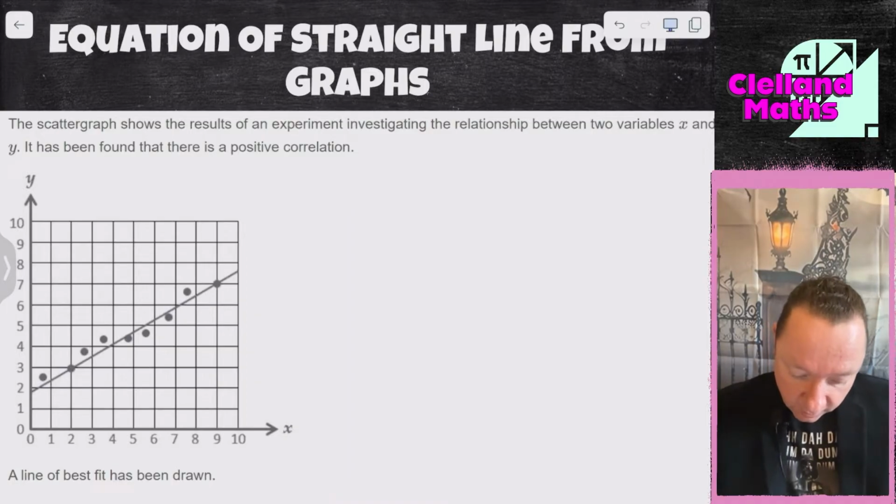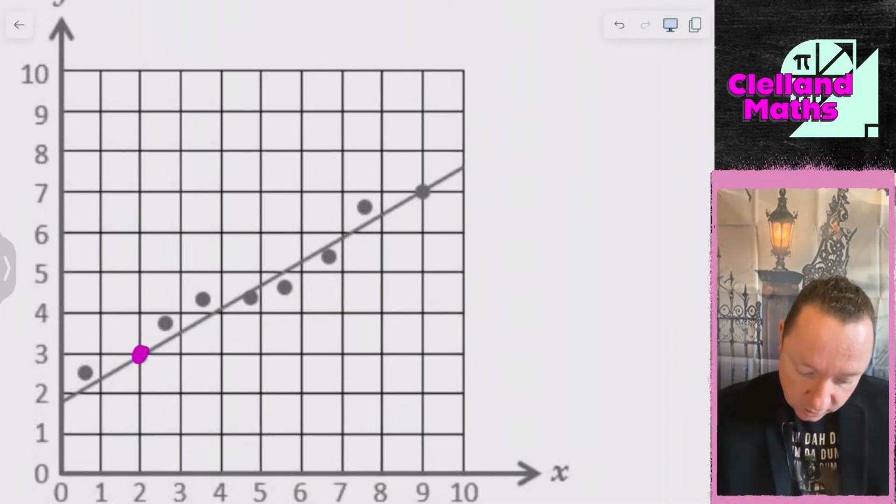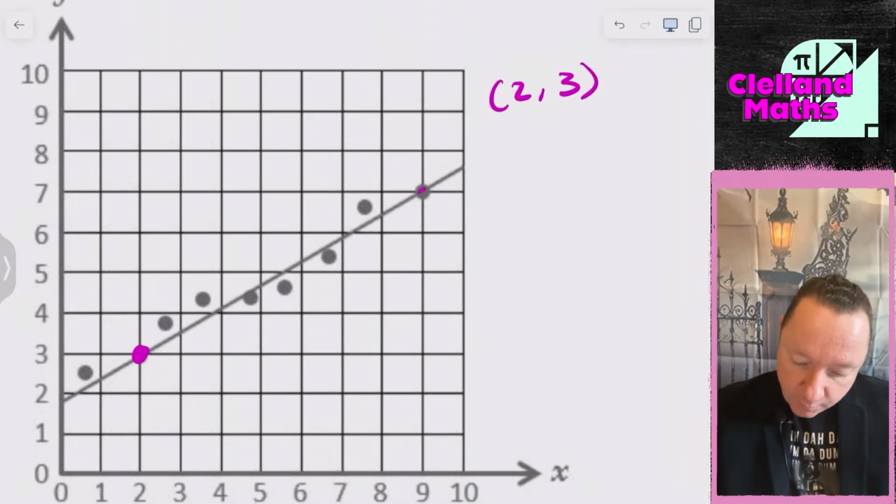So I've got this line here, and I need to find 2 points. So I just look, zooming in, I can see I've got this point here. So let's just take a note of that one. That's along 2 and up 3. And I can see another point on the line there. That's along 9 and up 7. So now I've got my 2 points.